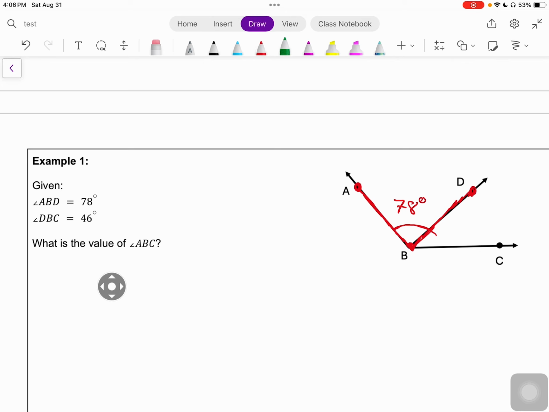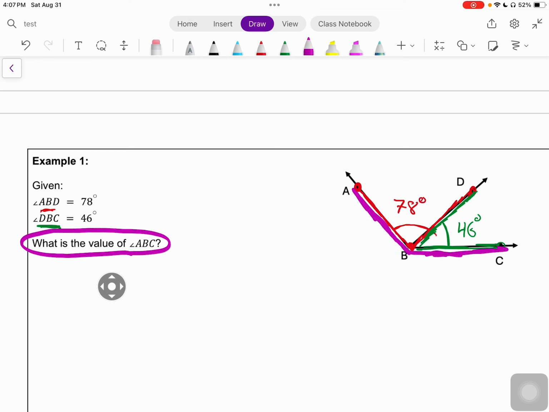Now the next one is angle DBC. So again, D, B, and C. Okay, so again, this opening here is now going to be 46 degrees. Those are the two angles that they talked about. Those are the ones that we know the values of. Now, it's very similar to segment addition, okay? We have, what is the value of ABC? Well, now, ABC is going to be this entire opening, all right?